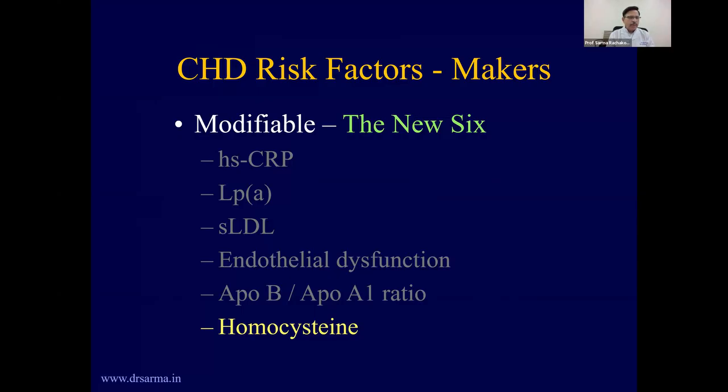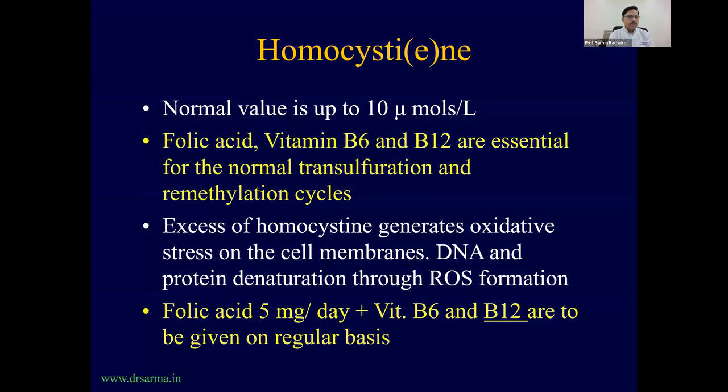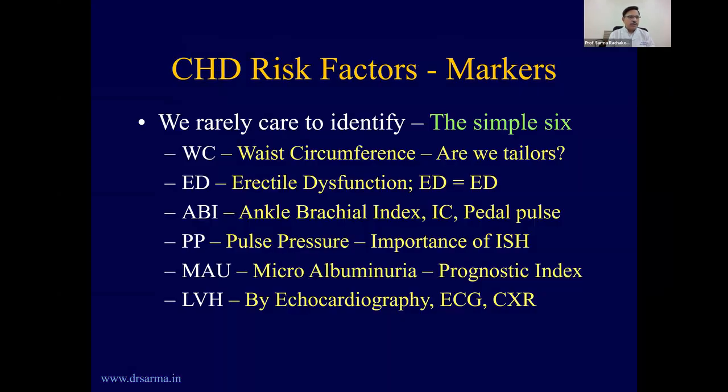Now we are left with the CHD risk markers, which are very important. The simple 6, which we rarely try to do. CHD risk factors, which are markers. The simple 6, waist circumference. We have to measure the waist circumference. Cutoff value 90 centimeters or 36 inches for men, 32 inches or 80 centimeters for women.